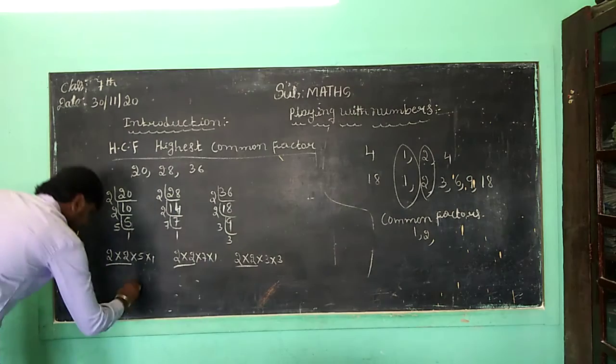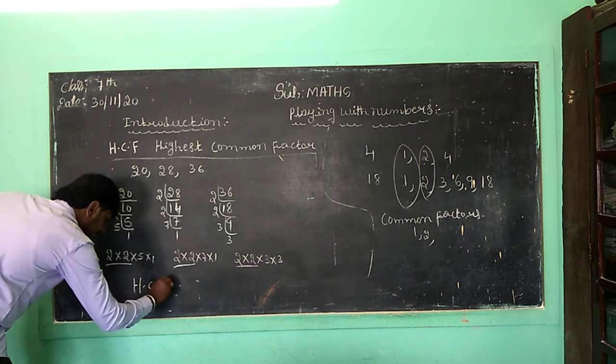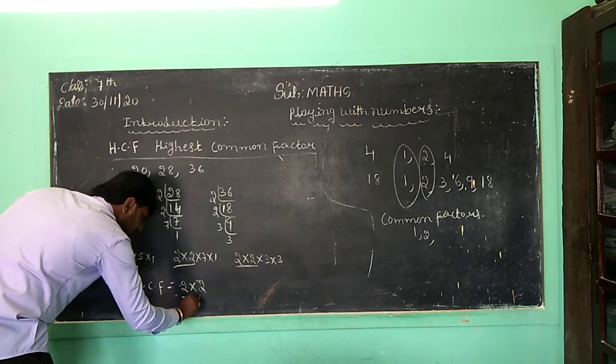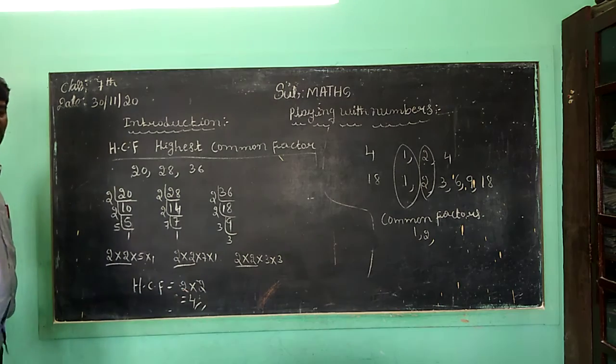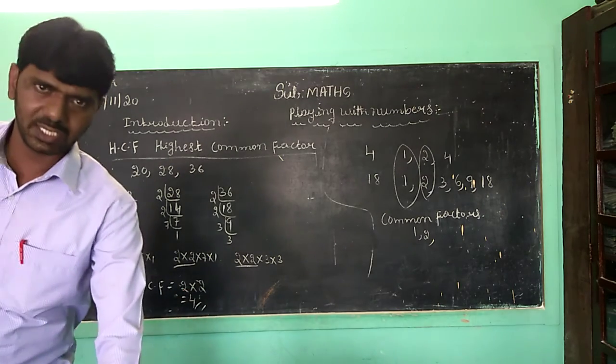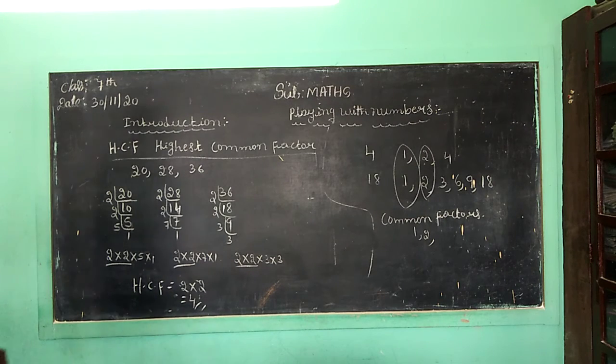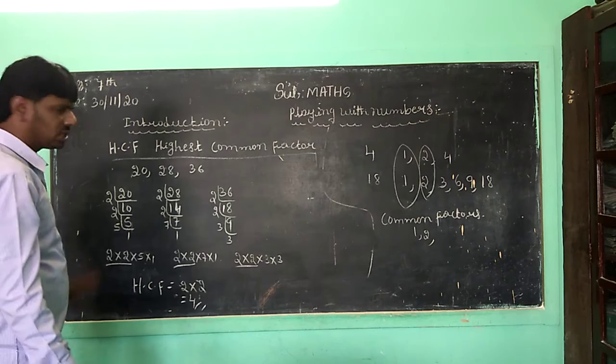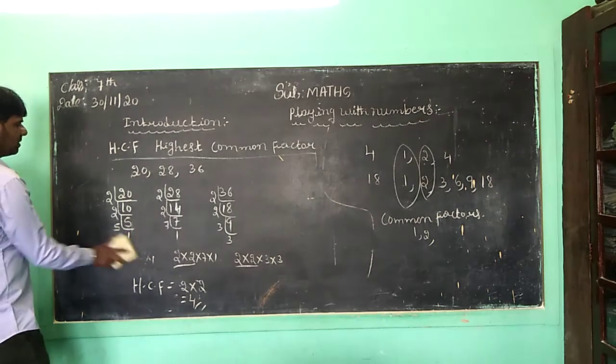So see, children, HCF is equal to, how can we write here? 2 into 2. 2 into 2 is equal to how much, children? 2 into 2 is equal to 4. Correct, children? This is over, children. Children, next you want to take LCM, that is least common multiple, children.